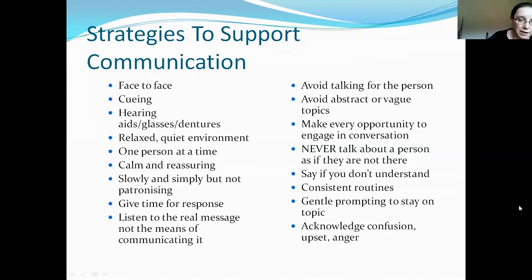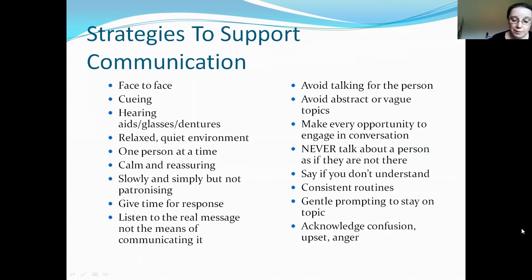Sometimes we'll use cueing techniques. So if you were struggling to find a word, for example, you can give them what we call the sentence completion. Say if the target word was something like bed, and they were struggling to get that, you'd say, you sleep in a, and that might cue them in to getting that word.